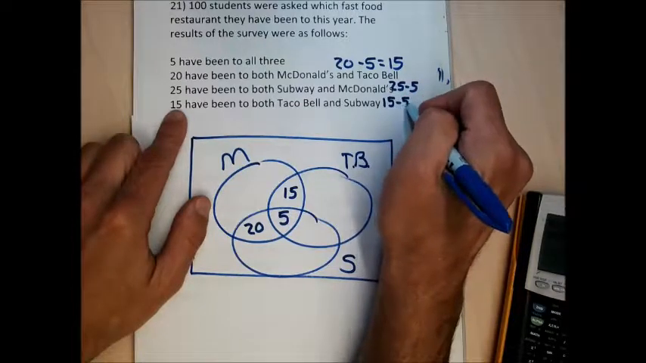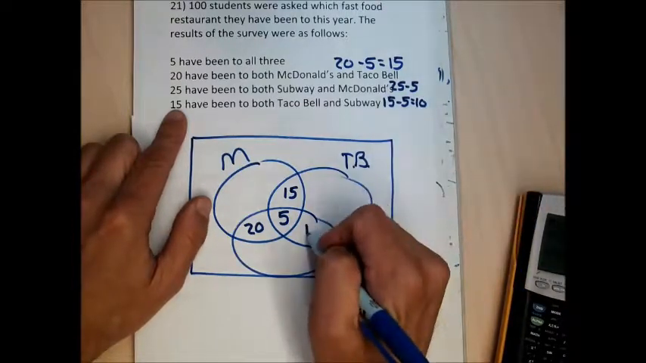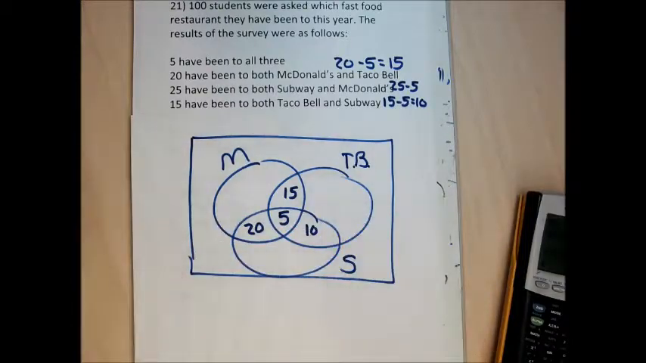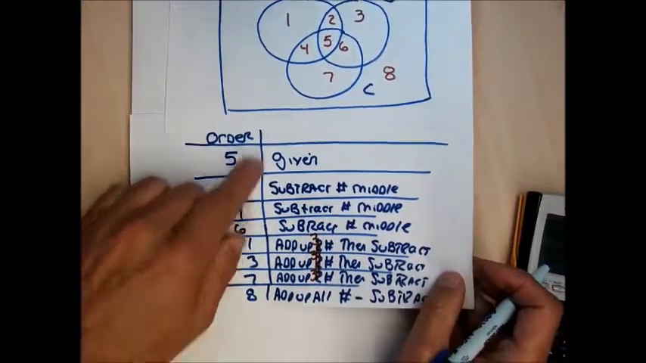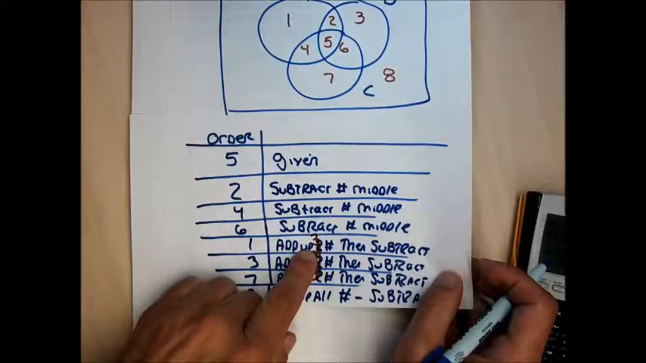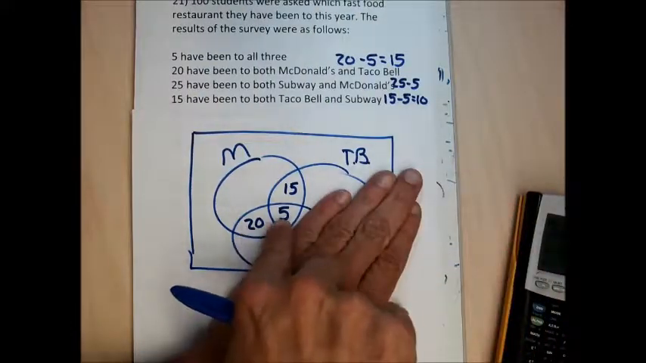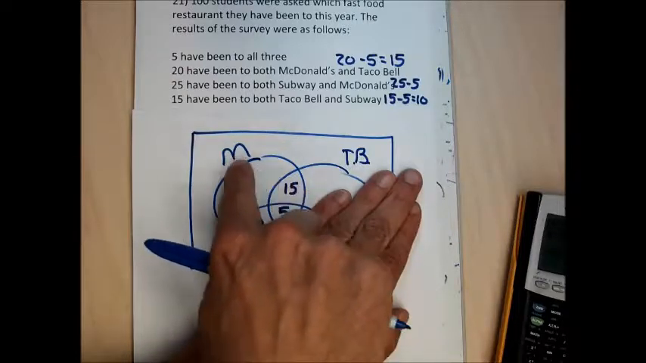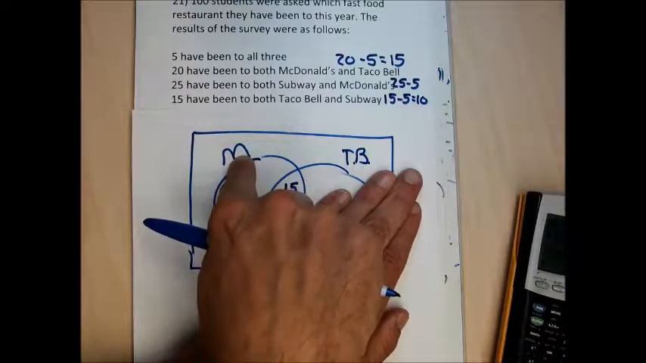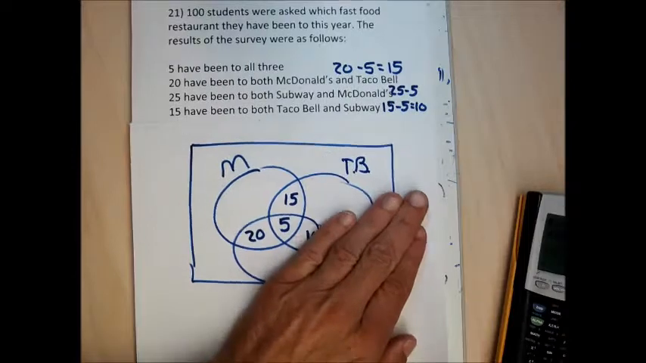I'm going to subtract the number in the middle and get a 10 for that region. Next, I'm going to move on to region 1, where I add up 3 numbers, then subtract. The 3 numbers I'm going to add up are 20, 5, and 15, and it's going to be a number that I subtract from McDonald's only. So I'm going to move down.